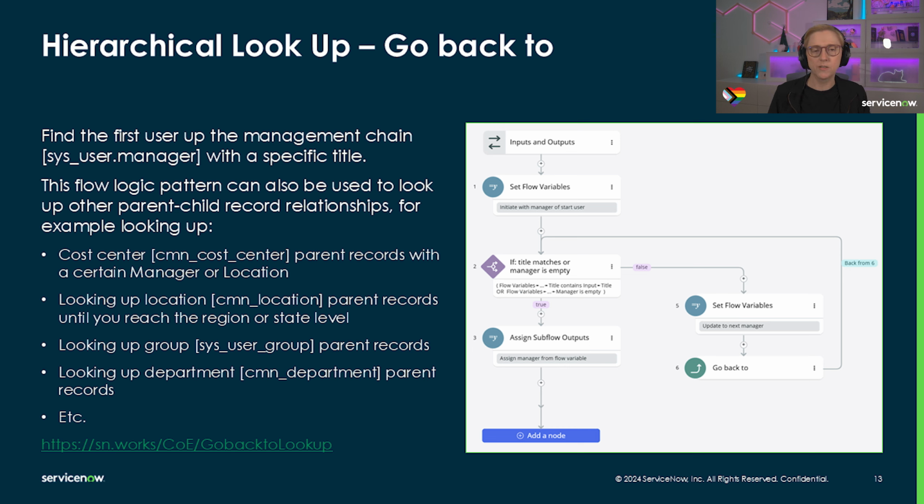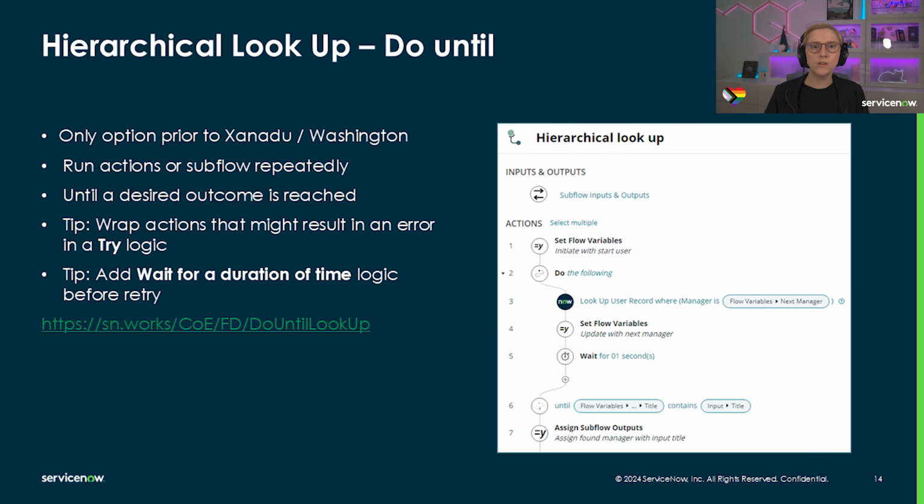For both patterns, we will use a flow variable to store the next record to evaluate, and a condition to determine whether we met the necessary requirements or found the end of the chain. If your instance is not yet upgraded to Xanadu, you cannot use go back to for existing flows just yet, but the do the following until flow logic works perfectly for this scenario as well.